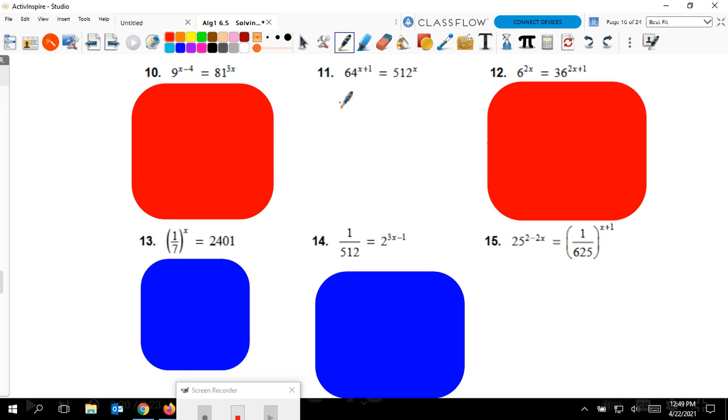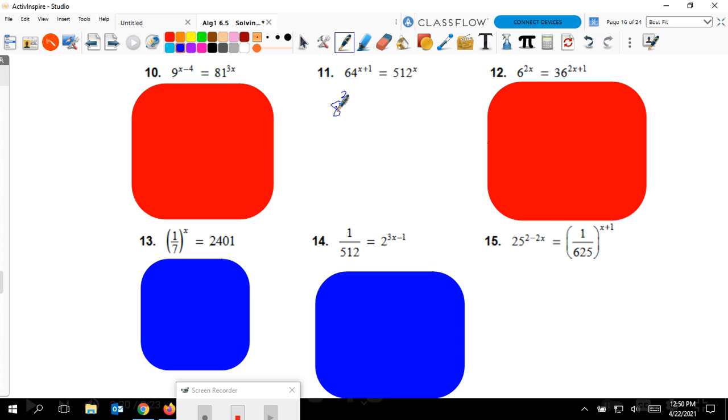So number 11, we have 64 is the smaller base. Then you have the bigger one is 512. So we already saw 512. That was 8 to the third power was 512. 64 we also know is 8 squared. So this time we're going to change actually both of these into a smaller base so we can get the same base. So we'll start with 8 squared.